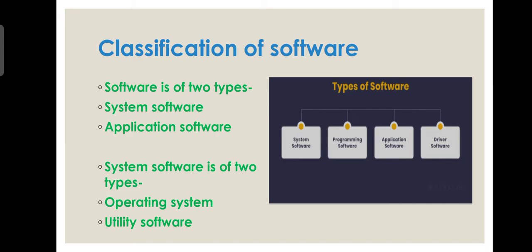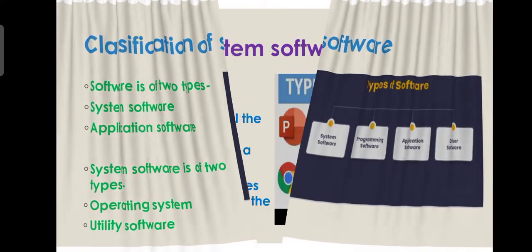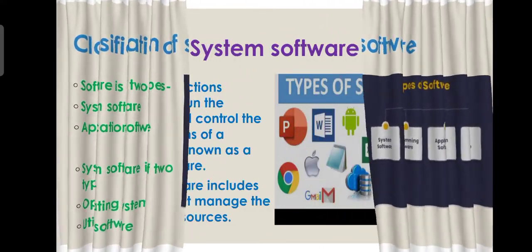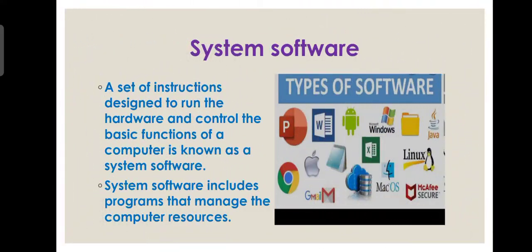Okay, so let's study the system software. What is a system software? A set of instructions that are designed to run the hardware and control the basic functions of a computer is known as system software.